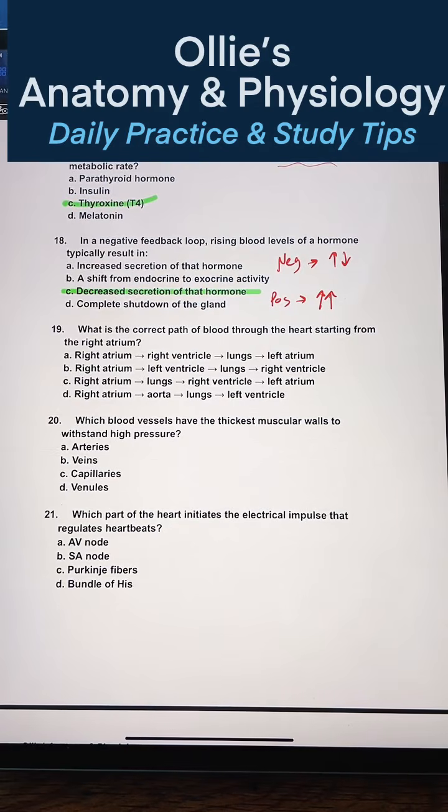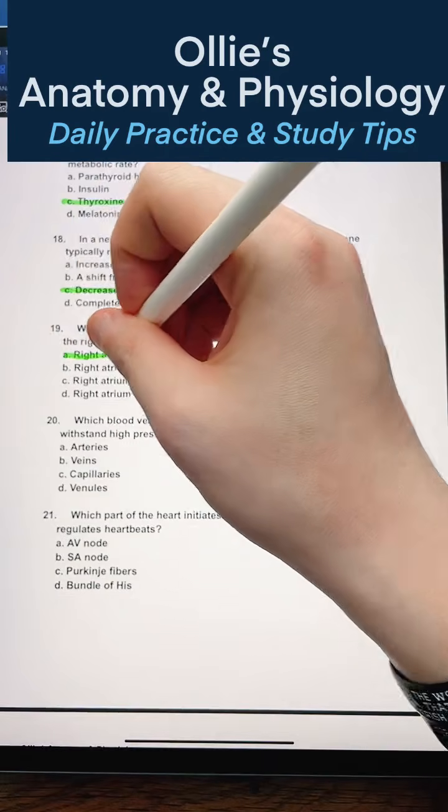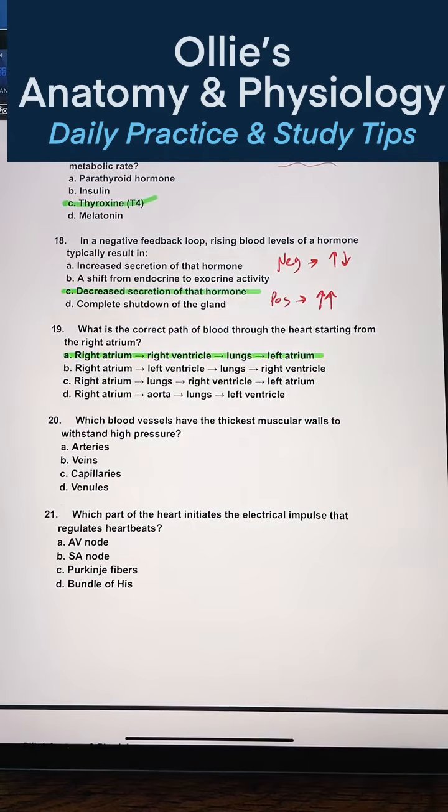Number 19, what is the correct path of blood flow through the heart starting at the right atrium? The answer is A here. We have the right atrium to the right ventricle, to the lungs, to the left atrium. All the other answer choices are in the wrong order.